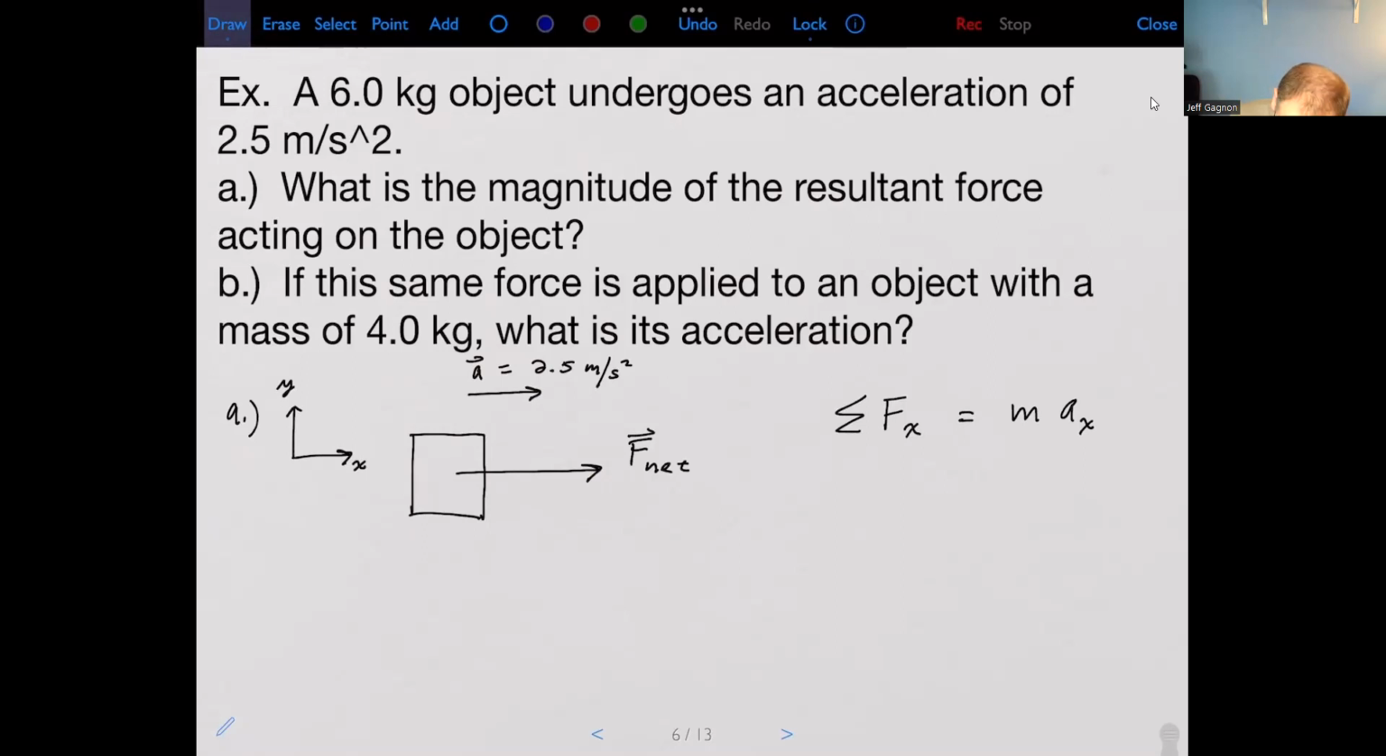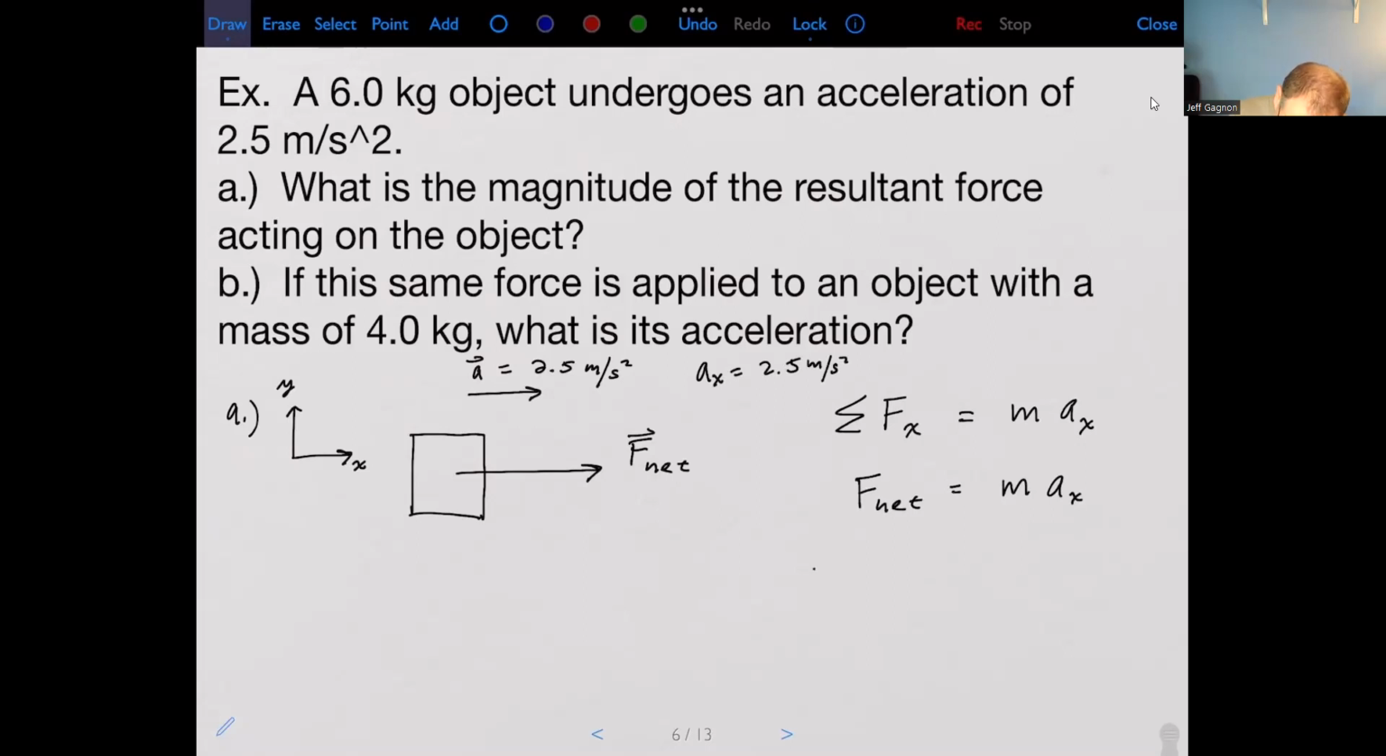Okay, so the only force acting on the x in the x direction is this one force we're calling the net force. And that's got to equal the mass of the object times the acceleration in the x direction. Well, the acceleration in the x direction, we're already given here, right? It's 2.5 meters per second squared, because it's acting in the x direction.